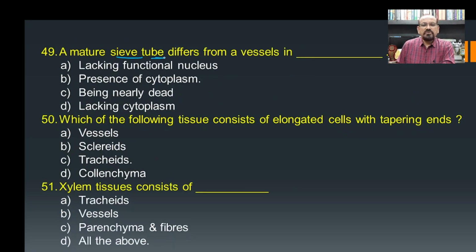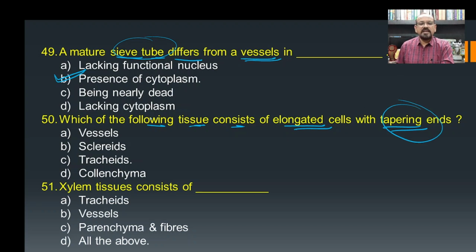A mature sieve tube differs from a vessel in. So in the sieve tube there is a presence of cytoplasm, and in the vessels there is an absence of the cytoplasm, and hence B will be the correct answer for this question. Then which of the following tissues consists of elongated cells with tapering ends? Earlier we have seen the pointed end in case of the fibers, but when there is a tapering end in the xylem, then it is the trachea, and hence C will be the correct answer for this question.